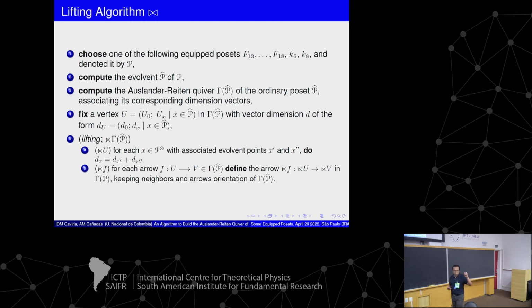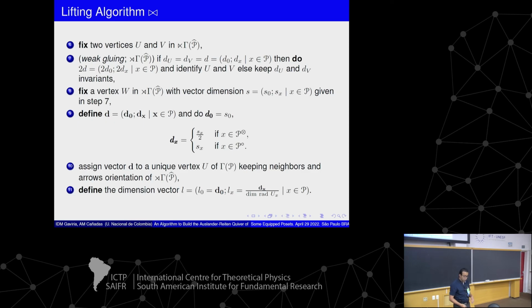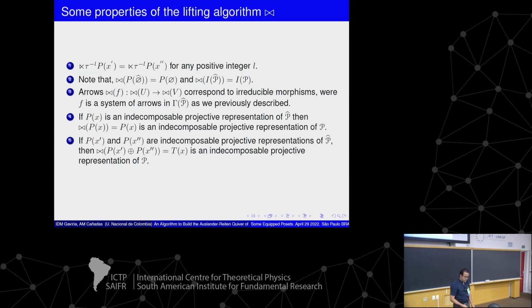And the ordinary poset, you compute the Auslander-Reiten Quiver. With this Auslander-Reiten Quiver of the ordinary poset, you do some operation and you obtain the Auslander-Reiten Quiver of a quick poset, right? This is described. These are some properties of these algorithms.